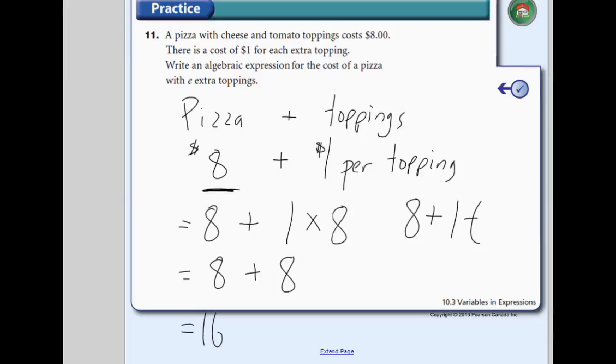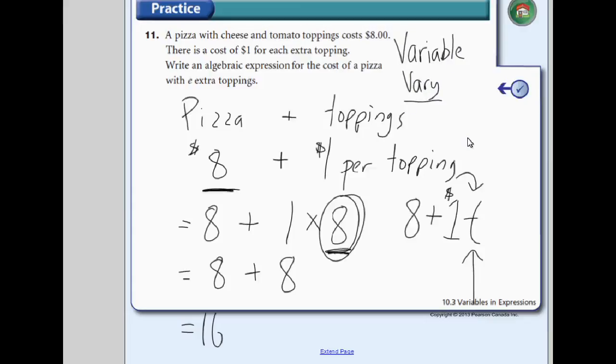we have. And we could just call this number, in this case we chose 8 toppings, but we could choose any number of toppings. That's the variable here. So we have a variable, and we have the rate, which is $1 that we pay for every topping that we have. And it's called a variable because it changes. In the word variable, we have the word vary. And vary means to change. So this amount of toppings is constantly changing.